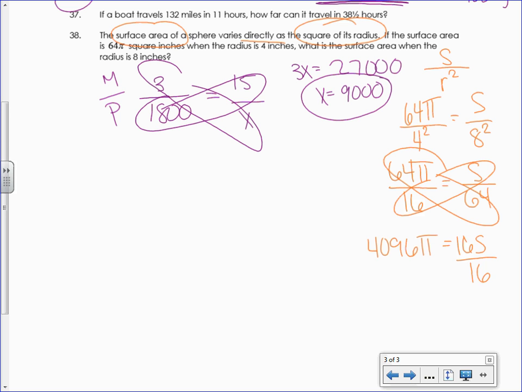Now, we can divide both sides by 16. Now, I still want the pi there, but I can definitely simplify these. For starters, they're both definitely divisible by 2. Put it in your calculator, you get 256. So that is your final answer. And boom, done.